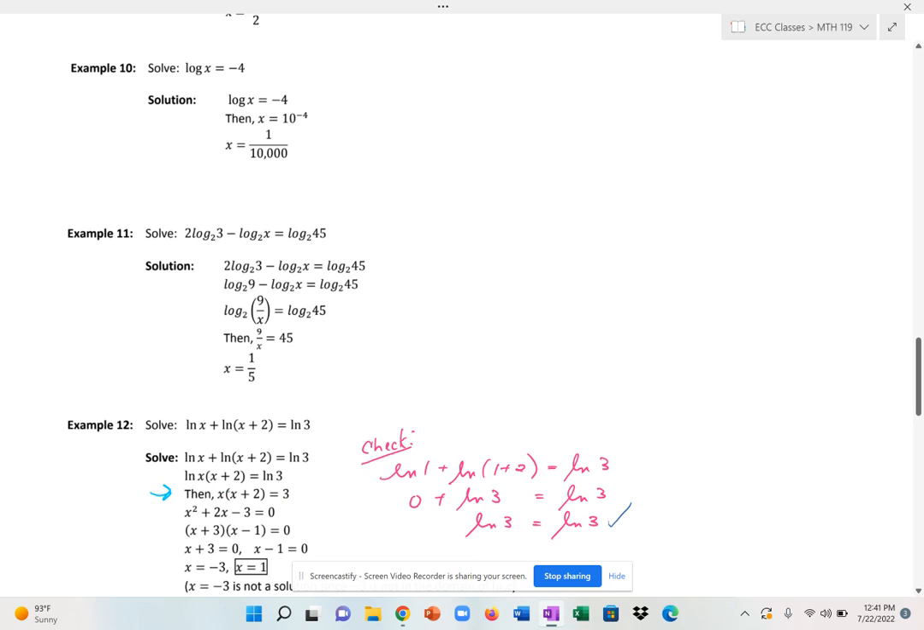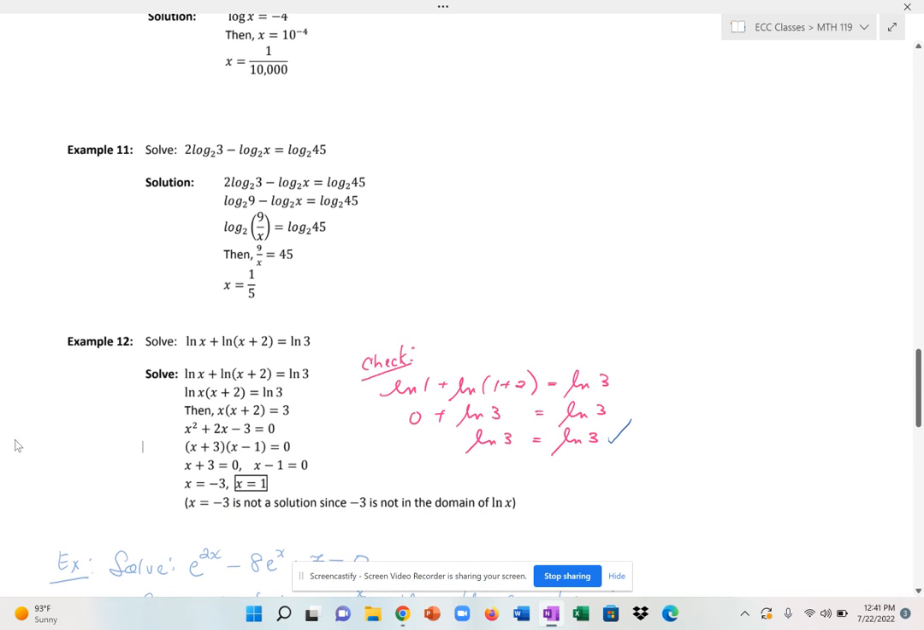This is a quadratic equation because if I distribute this, I'll get x squared plus 2x, and then subtract this over to the left so that my equation is set equal to 0. I then have a quadratic equation that is factorable. That factors into x plus 3 and x minus 1. If you set each factor equal to 0, you get that x is negative 3 and x is equal to 1.